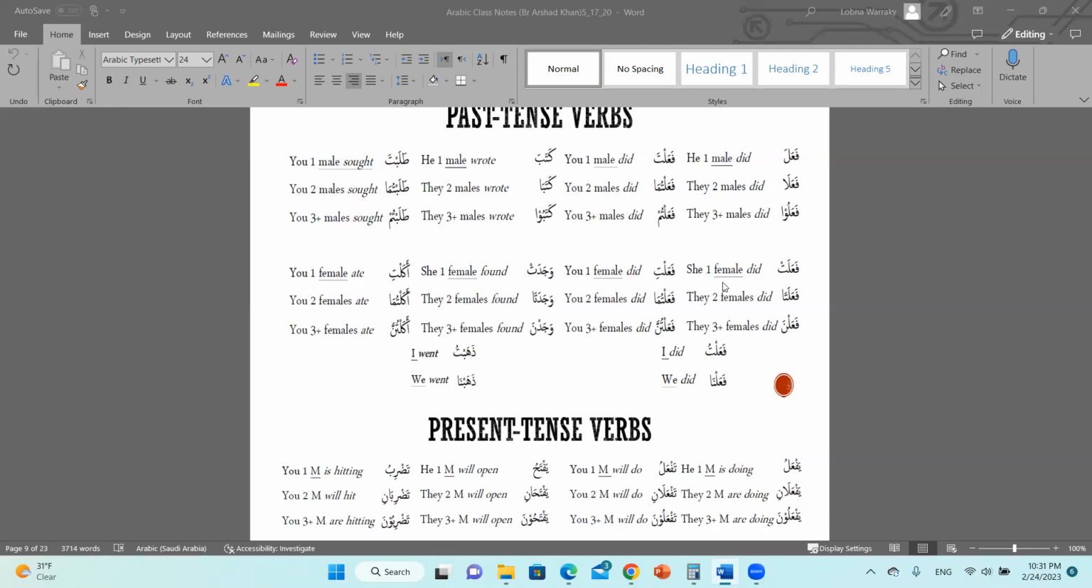So if I say dhahabtu ila al-masjid, I went to the masjid. Hopefully the more examples we cover, the more inshallah you will understand. So this is in terms of past tense. Now the present tense, yaf'alu.